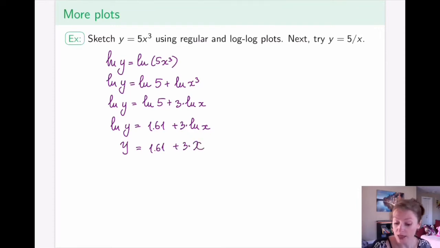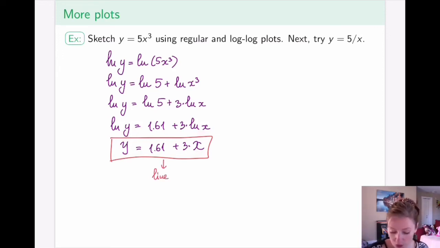And now I see something very similar to what I've seen last time. This again is just a line, but it's on the set of axes that are actually ln of x and ln of y. Okay, so this is once again a line. Let's now try to sketch both of these on the standard axis and then on the log axis.